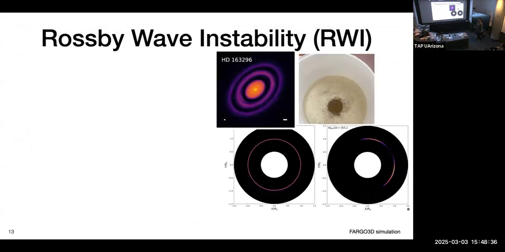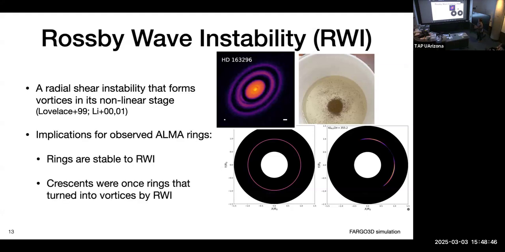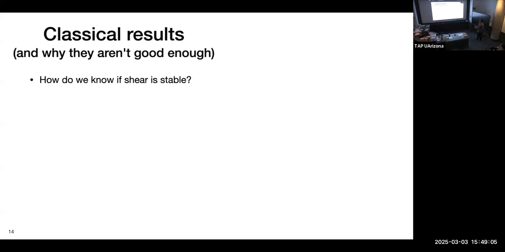So this is basically the Rossby wave instability, or RWI. It's a radial shear instability that forms vortices, just like the bucket. And it has implications for the ALMA rings, right? The rings we see are stable to RWI, so they stay as rings, whereas the crescents are vortices formed by RWI. And the major question here is, which rings become unstable?